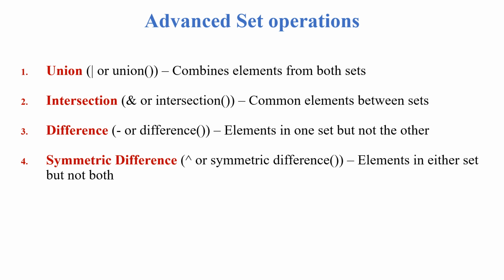Now we'll talk about some advanced set operations. The advanced set operations are union, intersection, difference and symmetric difference. You can observe the symbols used for all these operations. Union combines elements from both sets. Intersection finds the common elements between the sets. Difference gives elements in one set but not in the other. Symmetric difference gives elements in either of the sets but not both.